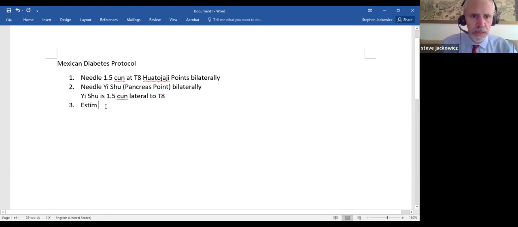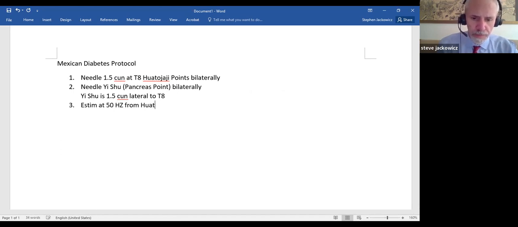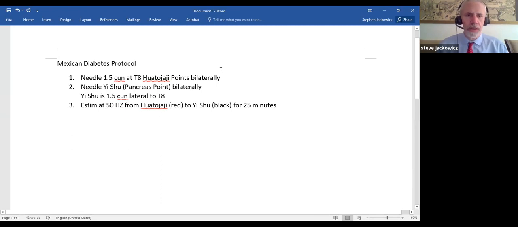Okay. Easton at 50 hertz, from the red clip, Yishu the black clip. Okay, that's the whole thing.